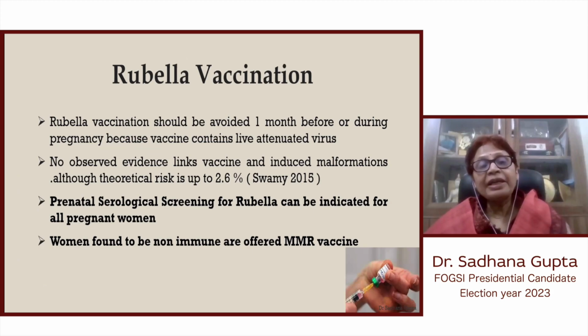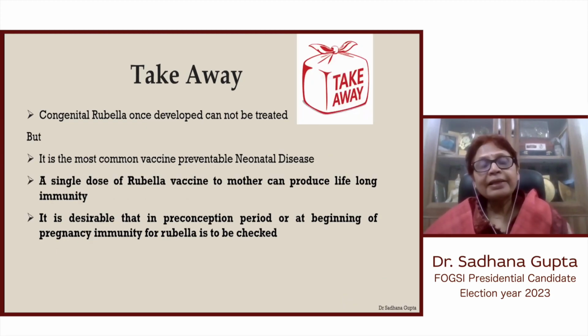It should be given preconceptionally, and pregnancy should be avoided for at least 1 to 3 months. However, the theoretical risk of anomalies after vaccination is only 2.6%. It is very important that all girls should have rubella vaccination, and in preconception or at the first visit, we should check the rubella status of the mother, the immunity status.